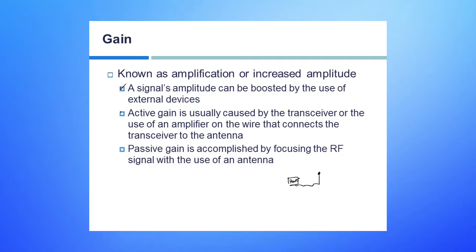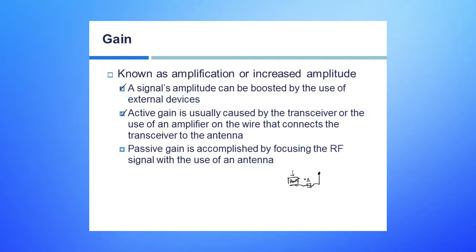And now active gain, it says, is usually caused by the transceiver or the use of an amplifier on the wire that connects the transceiver to the antenna, the transceiver being this little guy here, sending the power. So we could put an external object that could be an amplifier onto this, and that would boost the power as well.